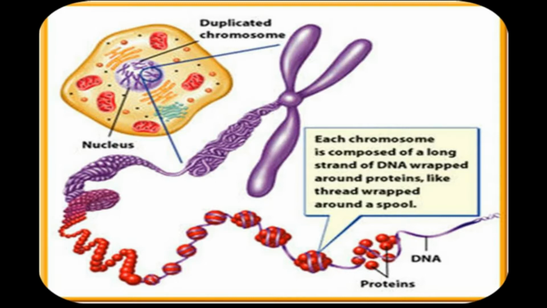So this is the structure of a cell. You can see the cell, and you can see the nucleus which is present inside the cell. Inside the nucleus you can see the presence of chromosomes. The chromosomes are the structures which contain the DNA. So the DNA is actually the storage of genetic material.